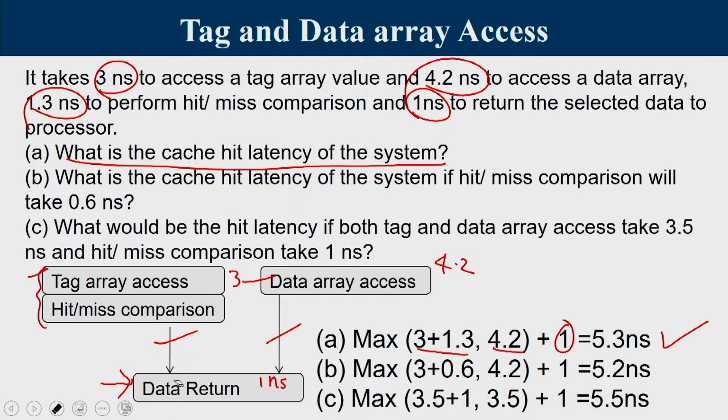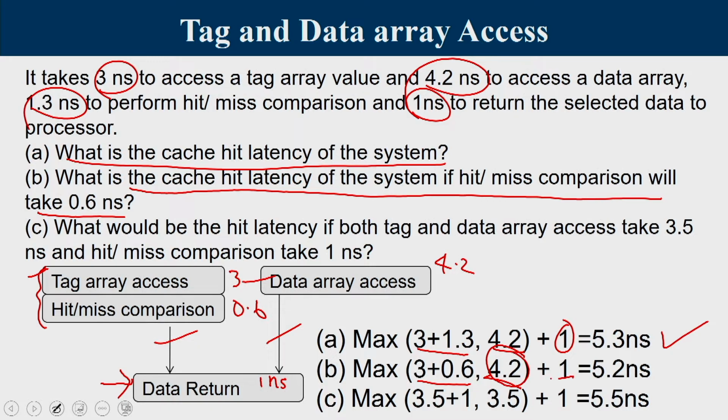Now, the second question is, what is the cache hit latency if hit or miss comparison takes only 0.6 nanoseconds? So, this will become 0.6. Then the left side is 3 plus 0.6, and on the right side there is no change, it is 4.2, that is data array access is 4.2. So, the dominant one is the right side, 4.2. So, 4.2 plus 1, your answer is 5.2 nanoseconds. So, even though you reduce the left side from 1.3 nanoseconds all the way to 0.6 nanoseconds, you are not going to get much reward because the right side data array access is still the dominant fraction.